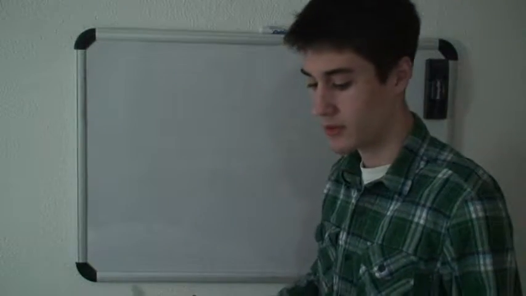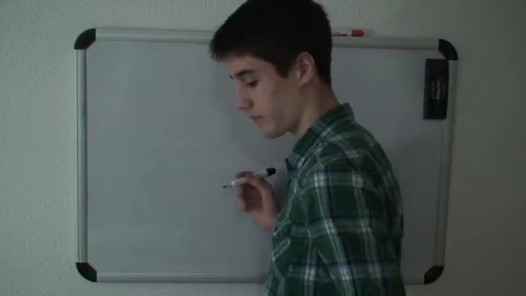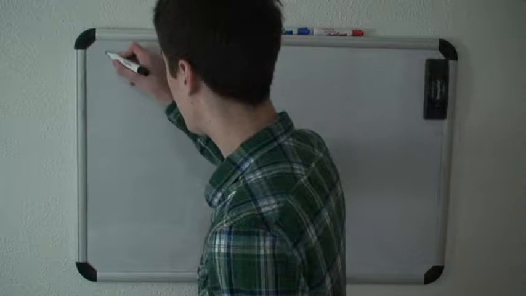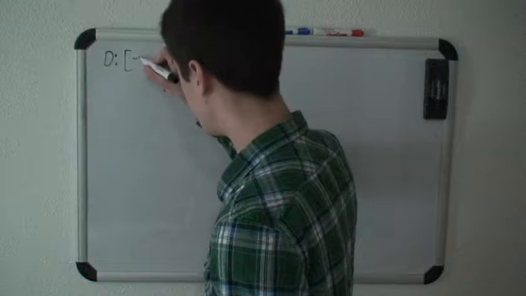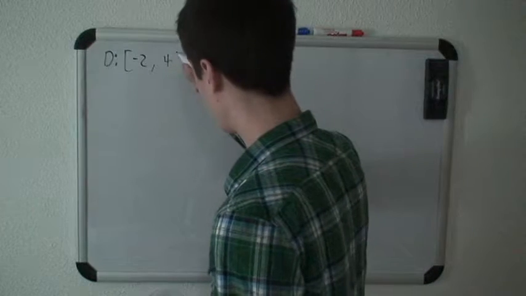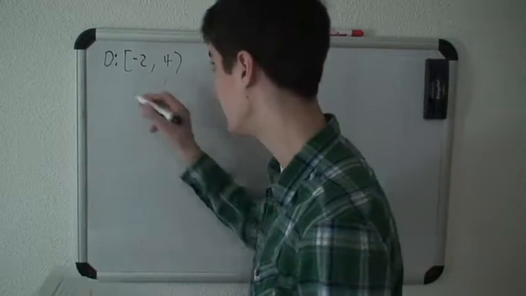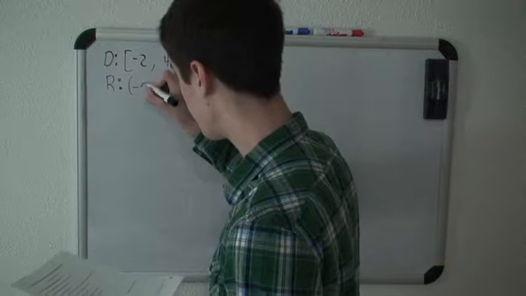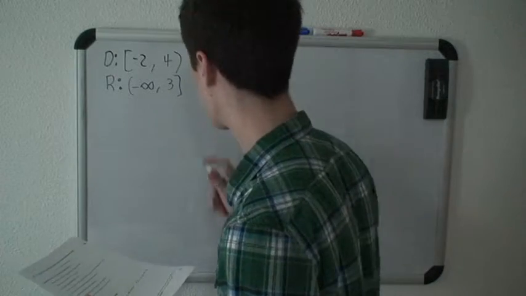Okay, we are going to be going over transformations of polynomials. So our initial domain for our example will be -2 to 4, and it doesn't include 4. And then our initial range will be -infinity to 3, and it includes 3.